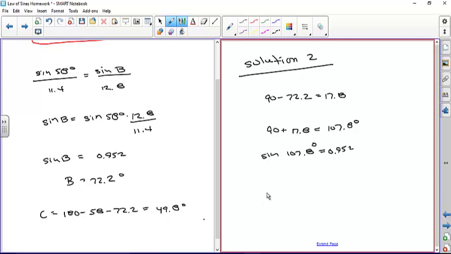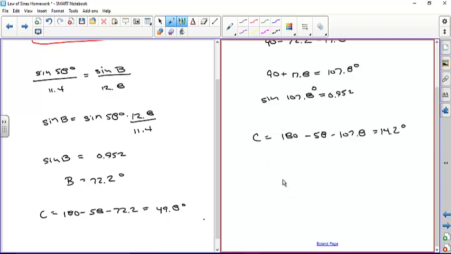So now I can find angle C. Still have 180 because of the sum of the angles in a triangle. I still have the same angle A, 58, but now I'm going to subtract 107.8 instead of 72.2. And I get 14.2 degrees. So that's angle C.